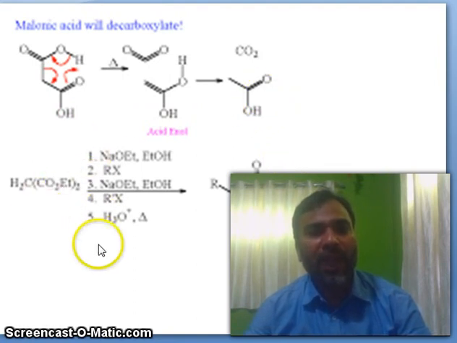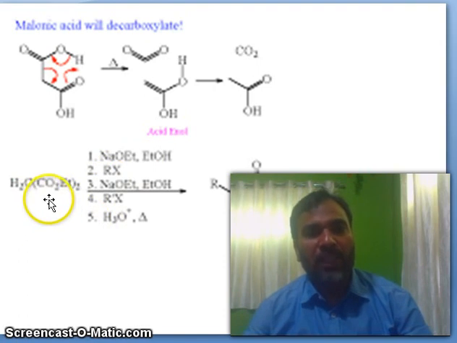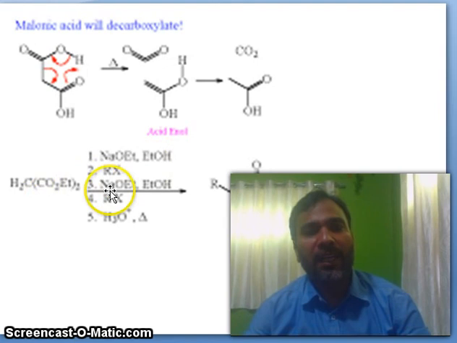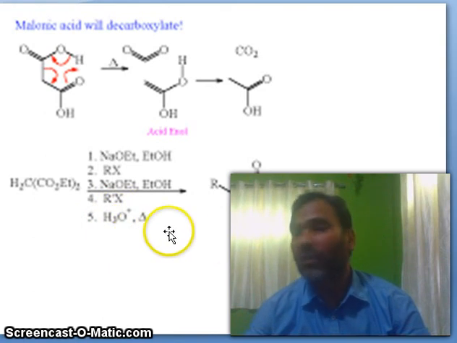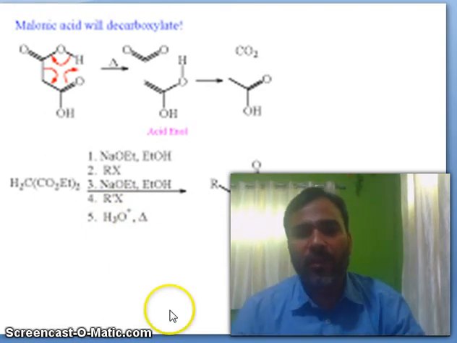So these 5 steps, just remember: this is the malonic ester, first base in ethanol, then alkyl halide, again base in ethanol, alkyl halide, and then hydrolysis, then heating, you will get the disubstituted product.